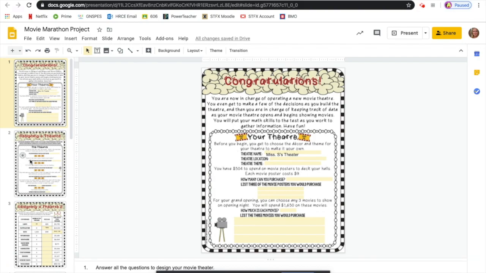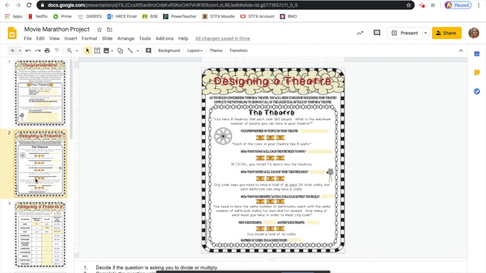Second to the last page, number 8, is testing all of your math skills. So in this project, we're going to be working through multiplication and division. So some of the worksheets, you might have to do both on that page. And I've showed you right here.